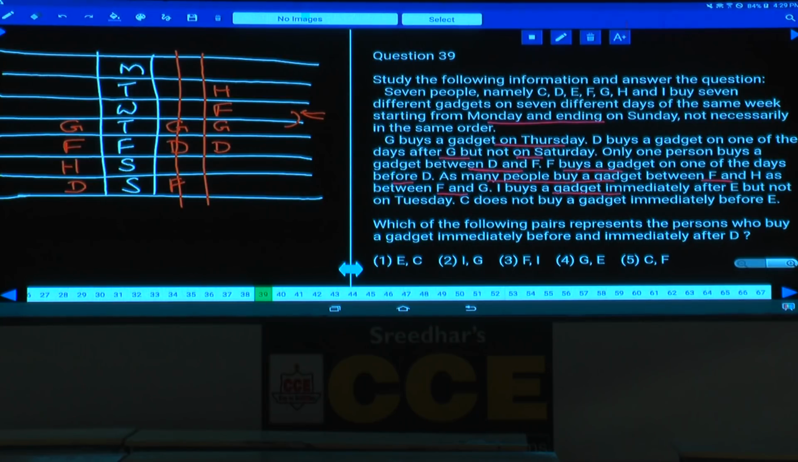I buys a gadget immediately after E. I is immediately after E, but not on Tuesday. I cannot be on Tuesday. As I cannot be on Tuesday, what is the only possibility here? E and I must be here, isn't it? Now in this one, E and I cannot be on Tuesday.